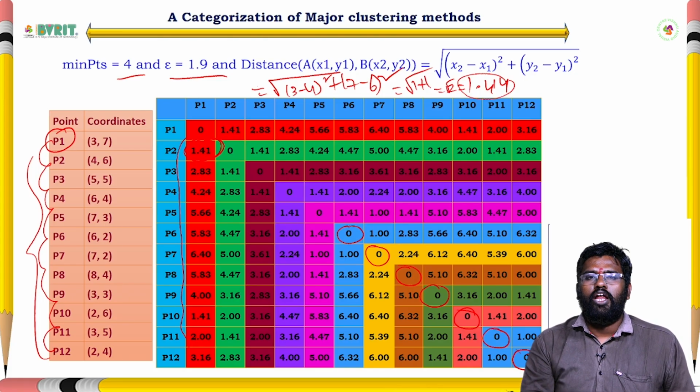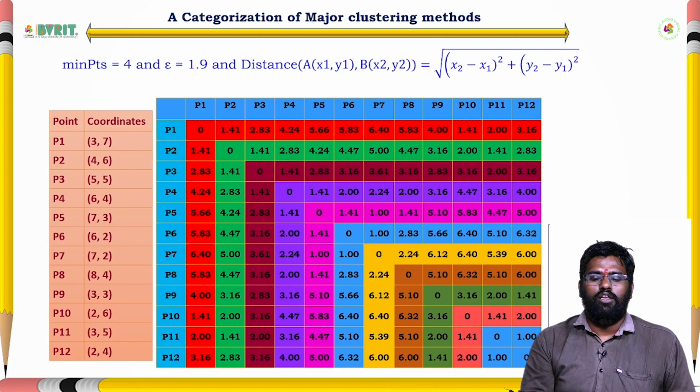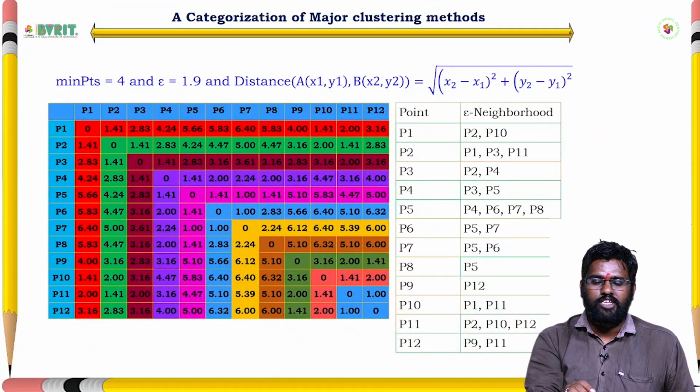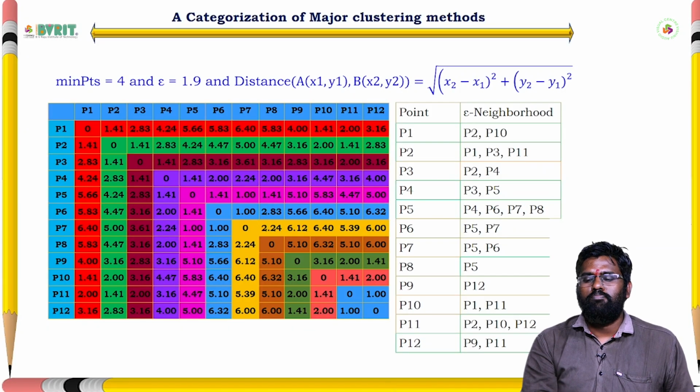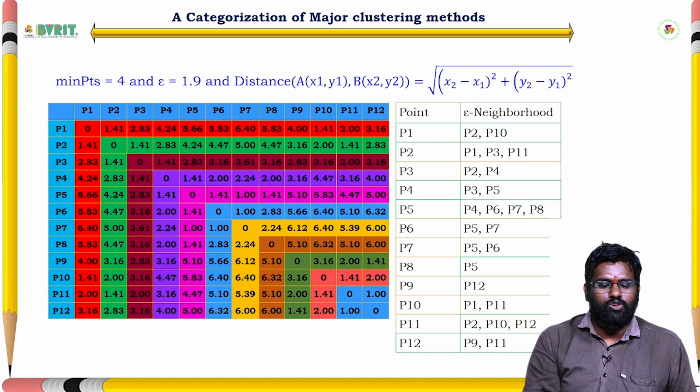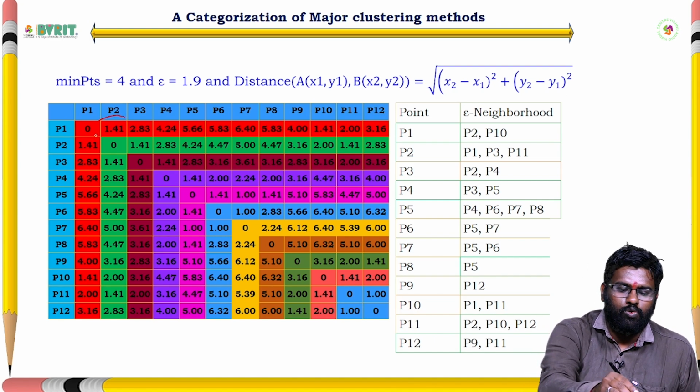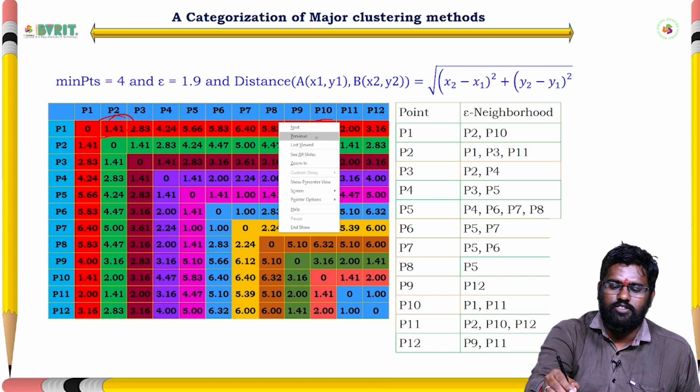Then we have to identify whether it is a noise point, a core point, or a border point. Now see here, based on this data set, we write what points P1 contains within the minimum points. So P1 contains the minimum points: P2 is a minimum point and P10 is a minimum point.